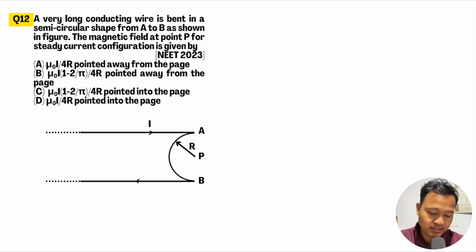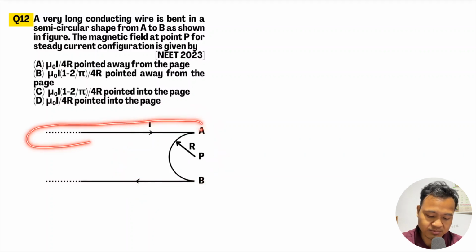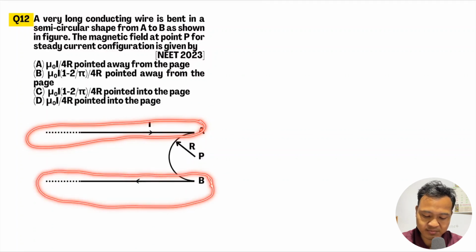Okay, next. A very long conducting wire is bent into semicircular shape from A to B, as shown in the figure. The magnetic field at P for steady current configuration is given by. Okay, so now we come into one particular type of question. So I can break this whole thing into 3 parts. One is a semi-infinite wire, then another semi-infinite wire, and in between the semicircle.